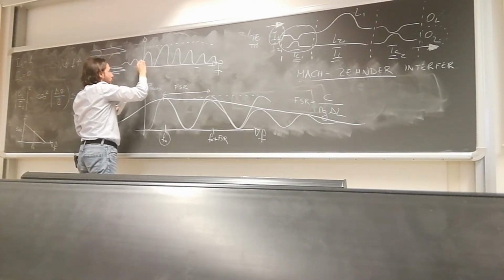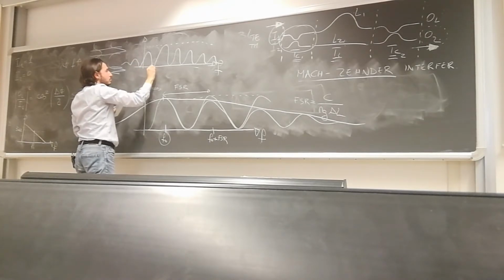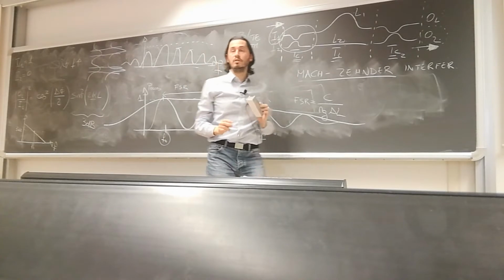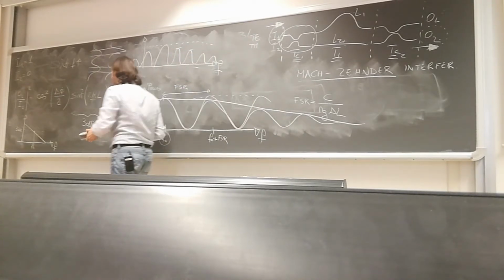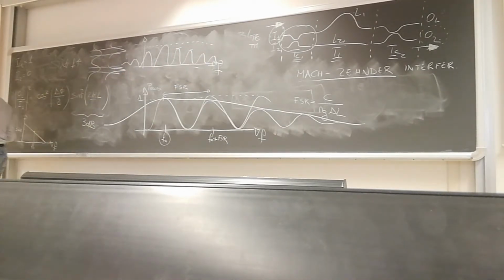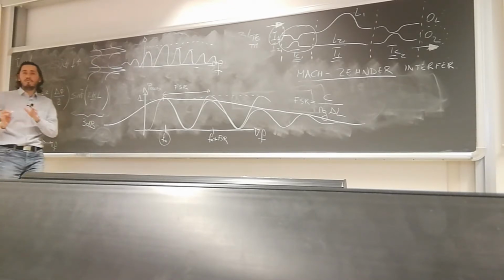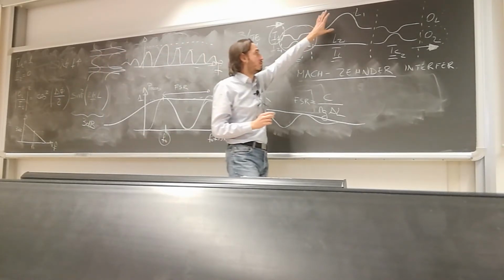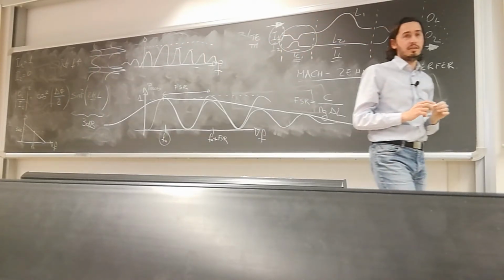So this always goes to 0, but the peaks are no more 1. So this is the effect that you expect due to the wavelength dependence of the directional coupler. The effect that you observe in the transfer function of a Mach-Zehnder interferometer.